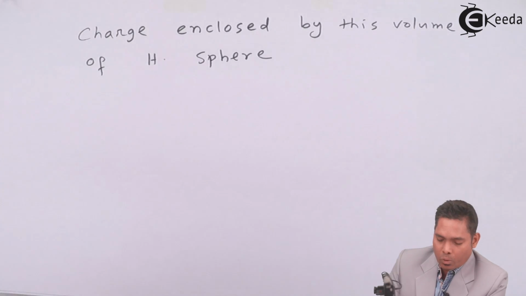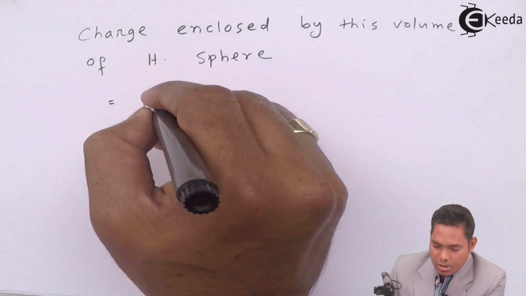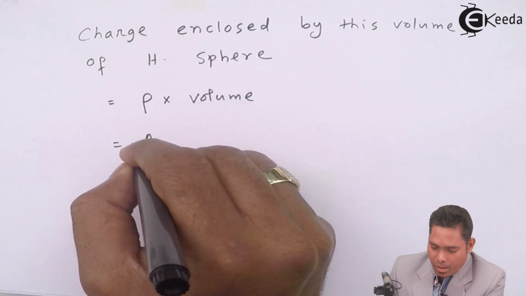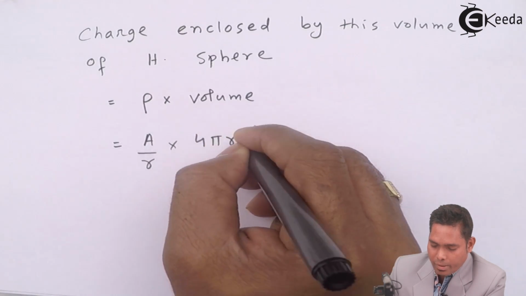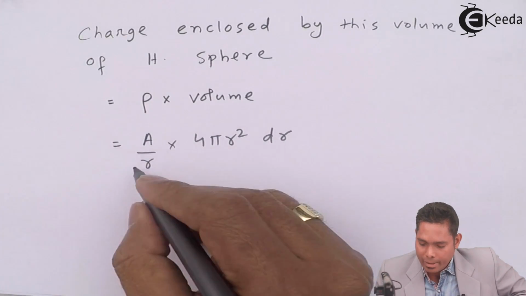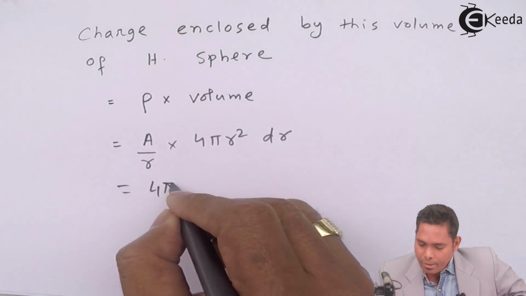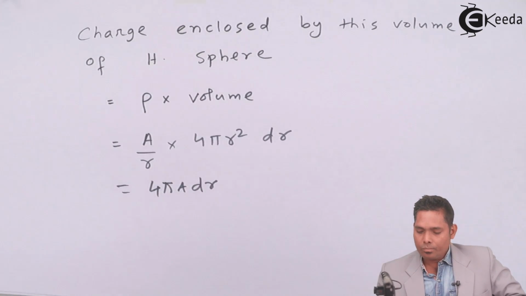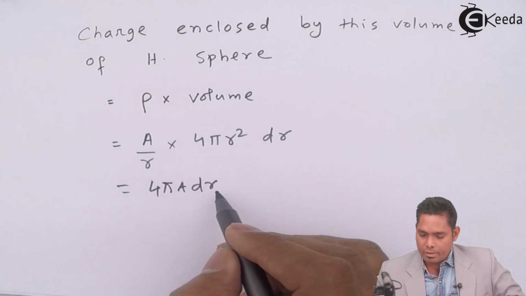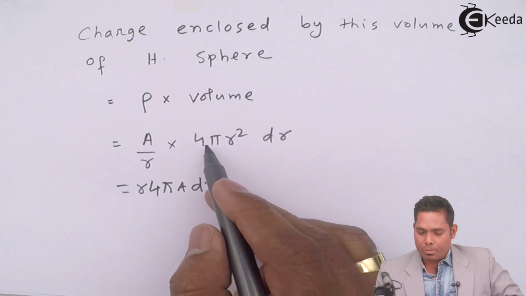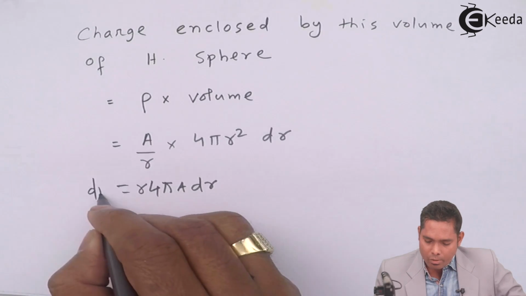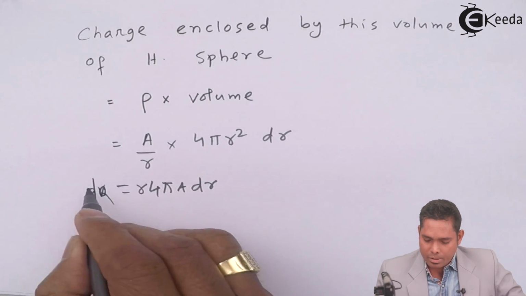How much charge it encloses is given by the charge density times the volume. The charge density is A by r and the volume is 4 pi r squared dr. So this is A by r and this is 4 pi r squared dr. So one r cancels out, and this is 4 pi A r dr. So this is the small amount of volume. I will consider this as the small amount of charge present here.